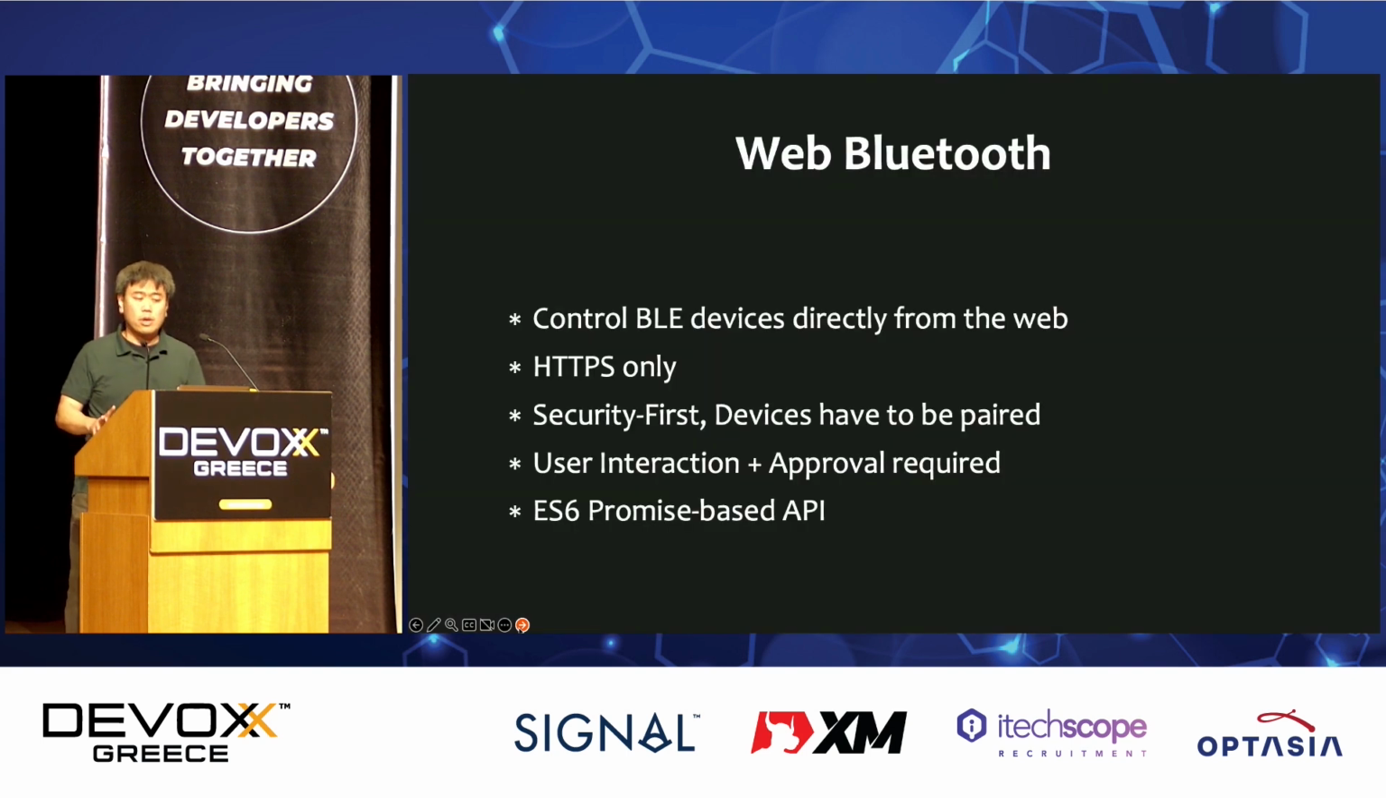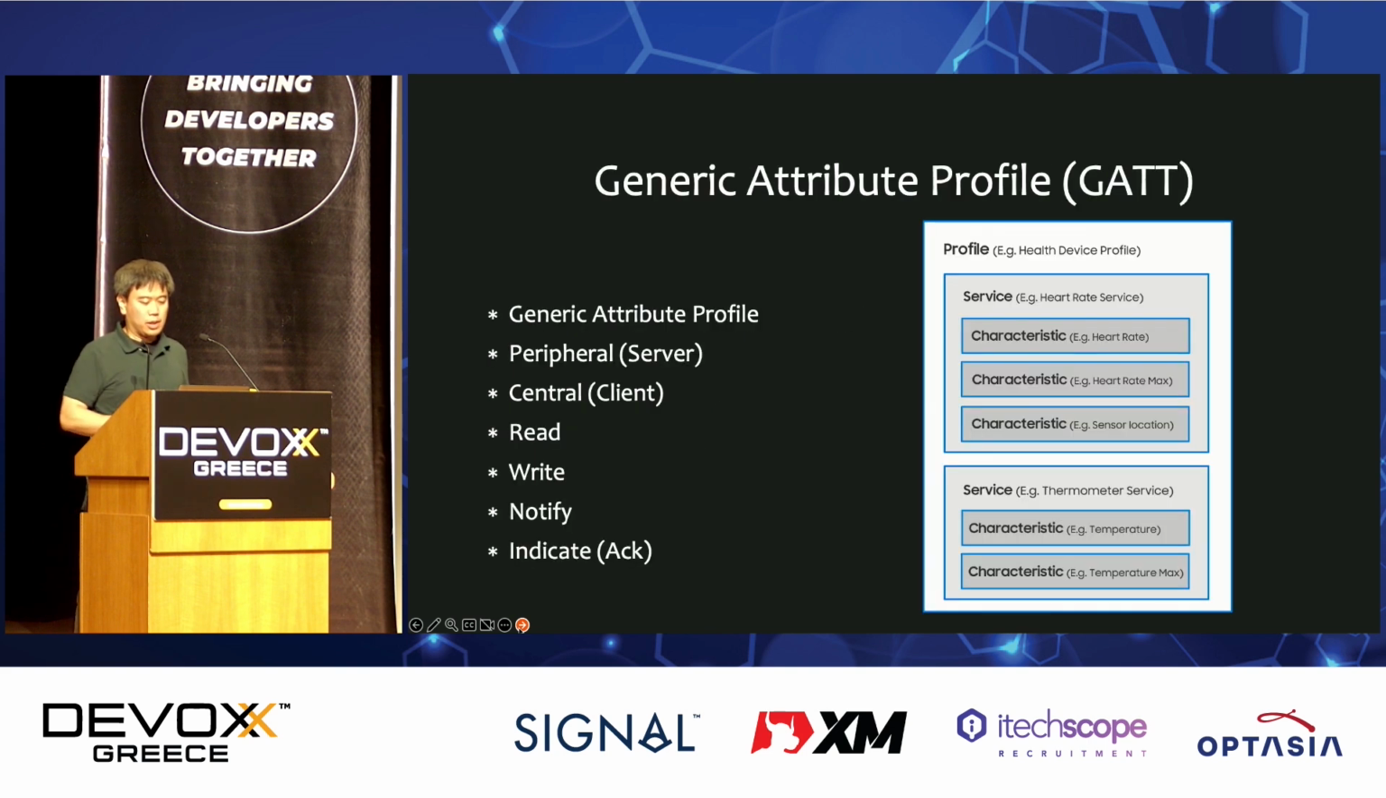So webBluetooth is a way to control Bluetooth devices directly from the web. In order to connect with webBluetooth, it has to be HTTPS only, so it's secure first, and devices have to be paired in order to have that connection. There's user interaction and approval required in order to connect, and it is an ES6 promise-based API.